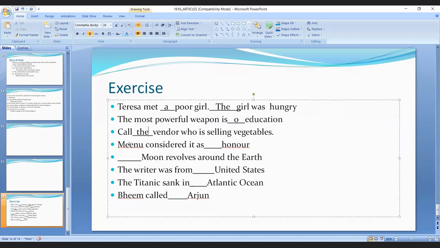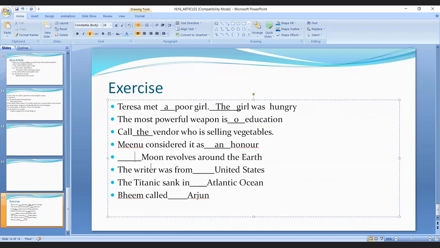Next question: Menu consider it as dash honor. Taking this into account, this begins with the letter H, which is a consonant letter. But taking the phonetic transcription into account, this H is silent here, and the word begins with the vowel sound O. So you must consider this as a noun beginning with a vowel sound. You must use an, meaning consider it as an honor.